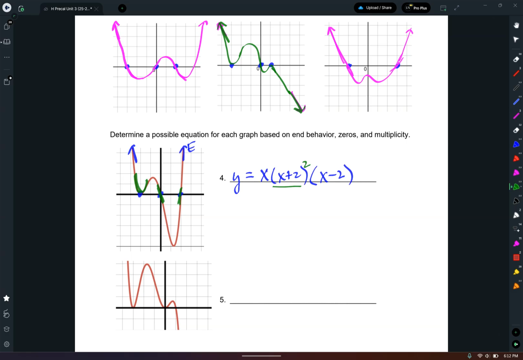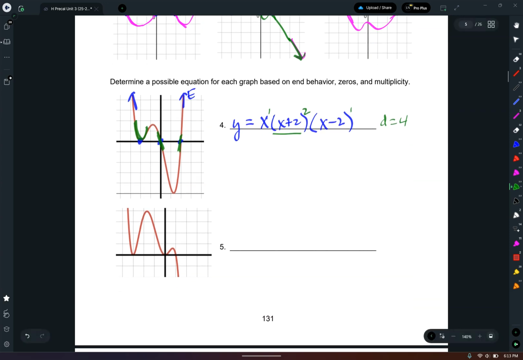But I do need to check, is my overall degree going to be even? Because remember we said both ends are going up. Well, yeah, if you add up all of your degrees from the factors, I have a 1 here, a 2, and a 1. Isn't that going to have an overall degree of 4, which is even? So that works. Okay, look at the next one.